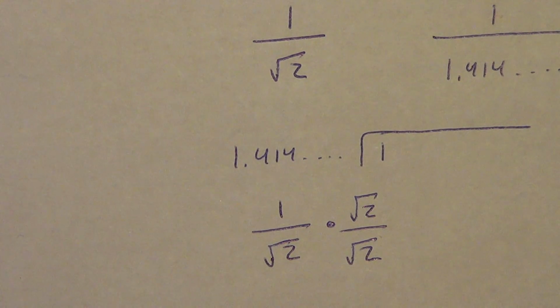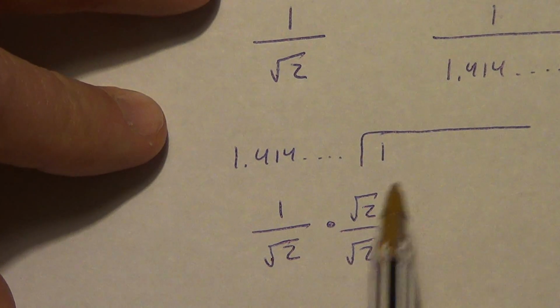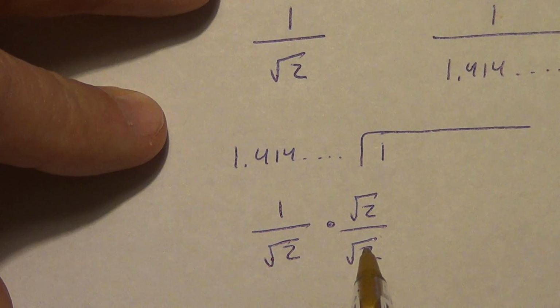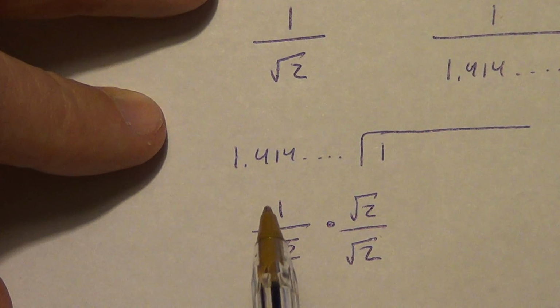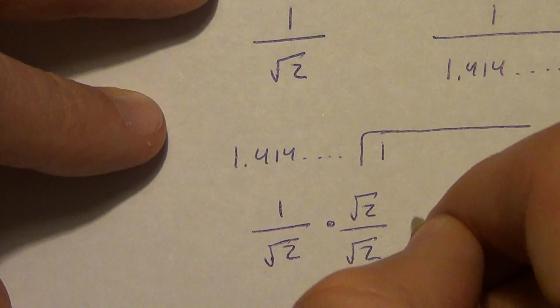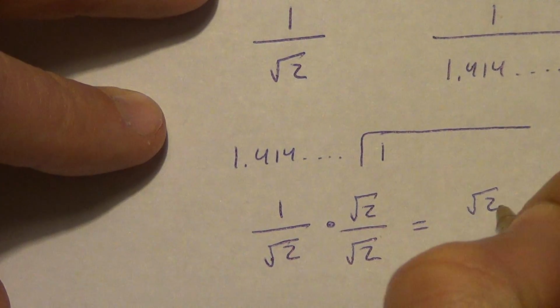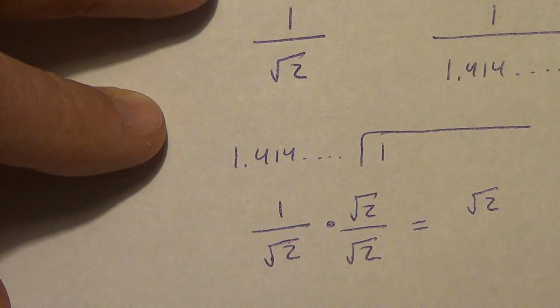Changing 1/2 to 2/4 does not change its value. All it does is change the way it looks. All right, so that's all we're doing here. We're multiplying by 1. Multiplying by 1 does not change the value, it changes the way it looks. So I get 1 times root 2. Well, that equals root 2. If I take something times 1, I get this thing I started with.